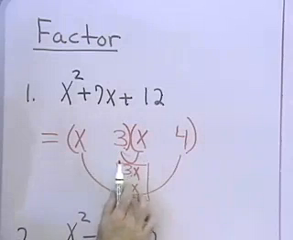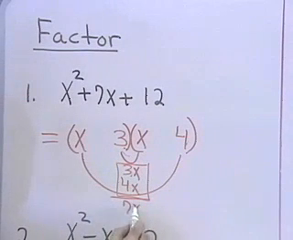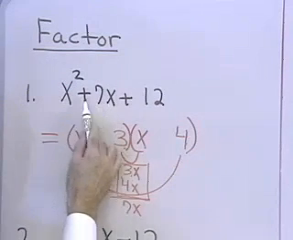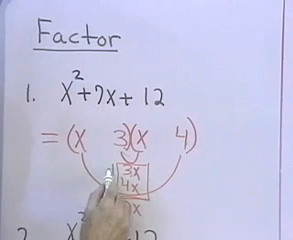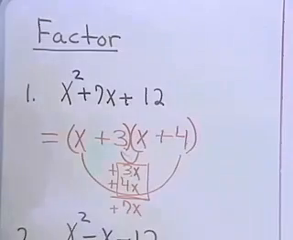Outside I have 4x. And you can see that 3x plus 4x is 7x. I want my 7x to be positive, so both my 3x and my 4x will have to be positive. So those two signs will both be plus signs.